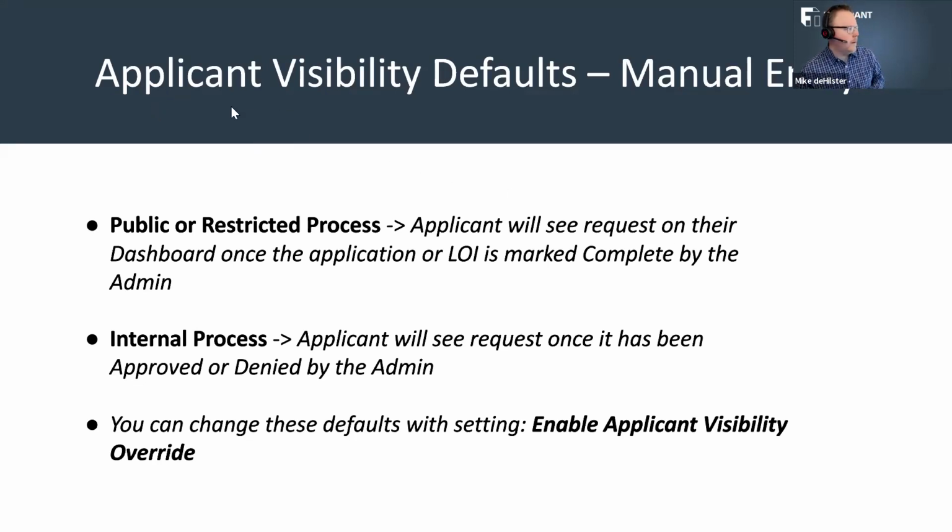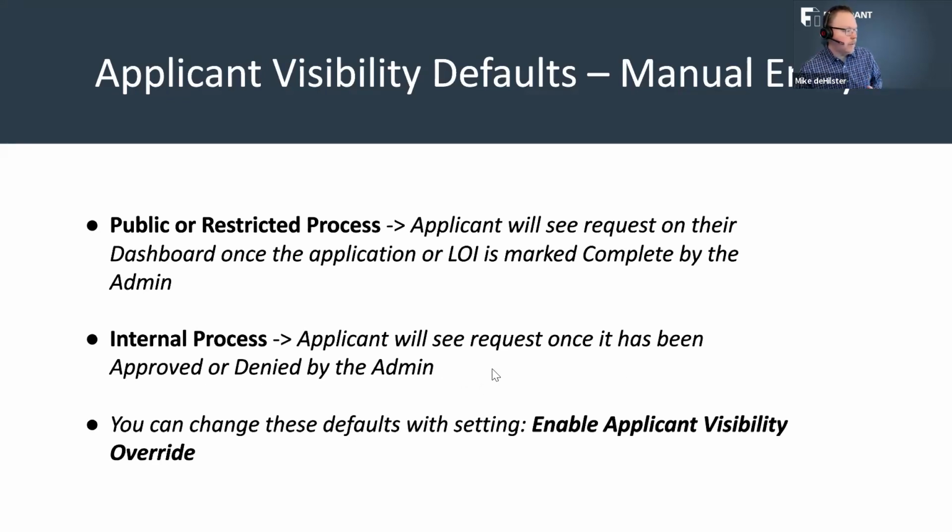So what we want to talk about here is applicant visibility defaults for manual entry. For our public or restricted processes, when is an applicant going to see it? They will see the request on their dashboard once the application or LOI is marked complete by the admin. So marked complete. And I'll note here that there's actually not a submitted. It skips over submitted and goes from draft to complete when you're doing manual entry as an admin. For an internal process, the applicant will see the request once it's been approved or denied by the admin.